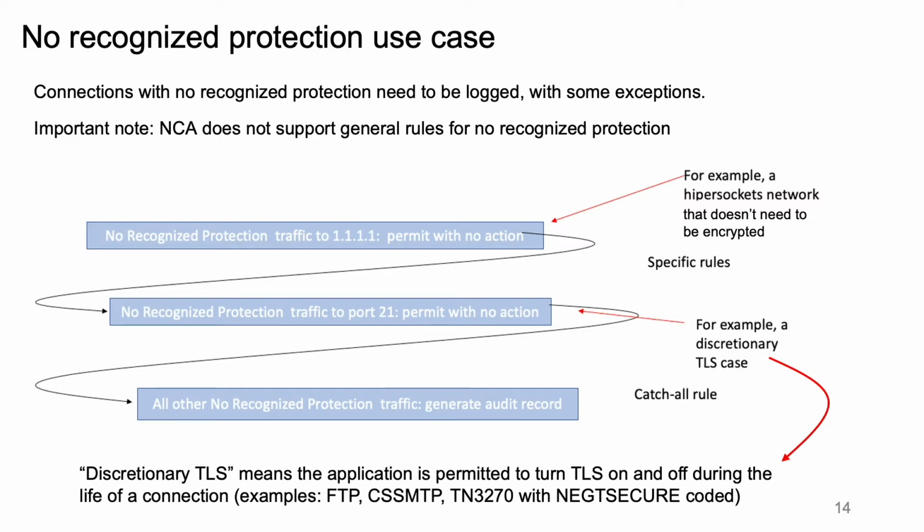Finally, any other connections with no recognized protection require investigation. These are probably the connections you are interested in tracking down to understand why they are not protected, and then to either work with the communication partner to implement appropriate protection or create a new specific no recognized protection rule to silently permit the traffic. The catch-all rule for this rule set generates an audit record to help you track these down.